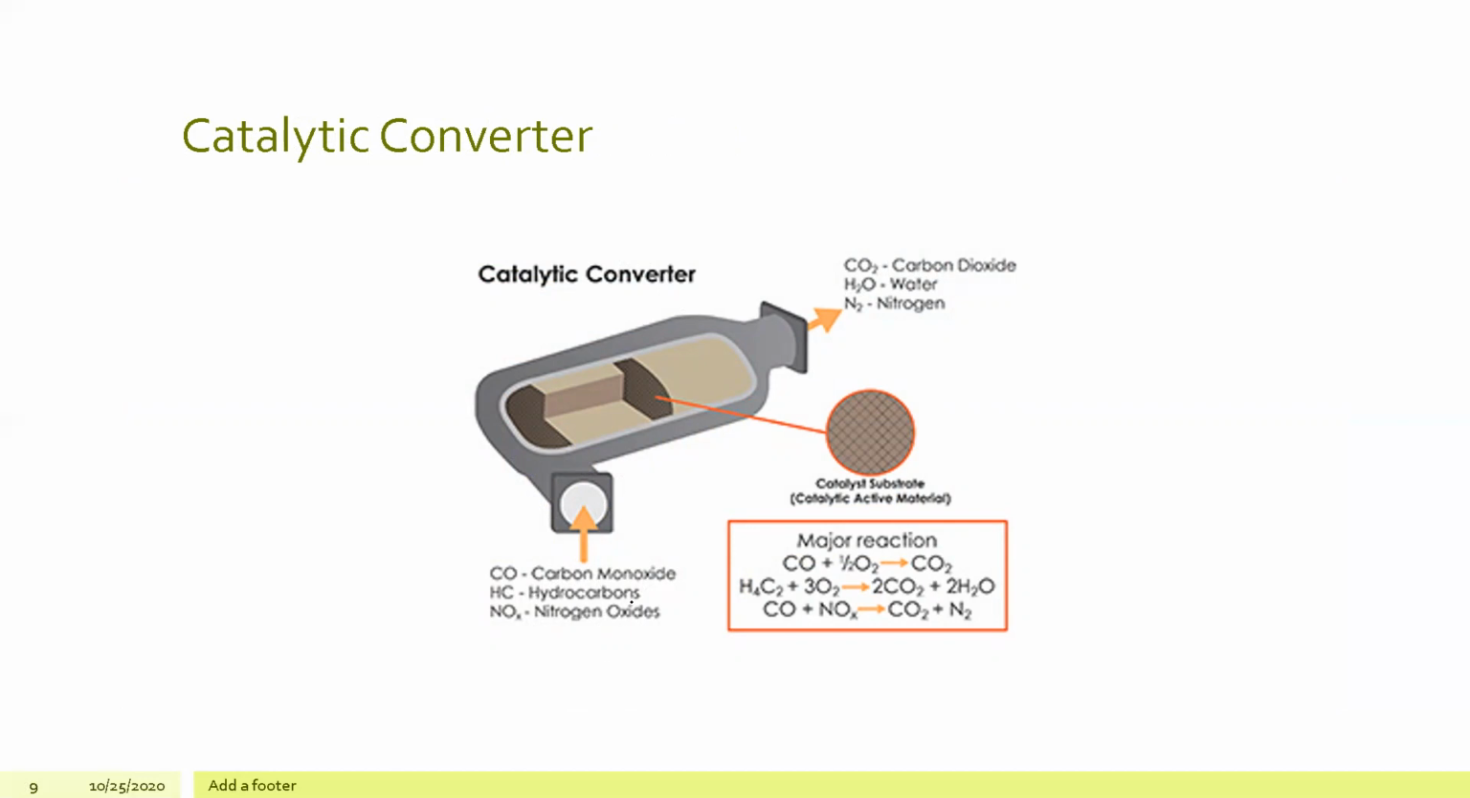And we also have catalytic converters in our cars, etc., which are reducing the effective gases like carbon monoxide, hydrocarbons, and nitrogen oxides, which are all very harmful. So what happens? These gases are passed in the catalytic converter. There is a catalytic substrate there, and due to that, 3 reactions are taking place. Carbon monoxide reacts with half a molecule of oxygen to form carbon dioxide.